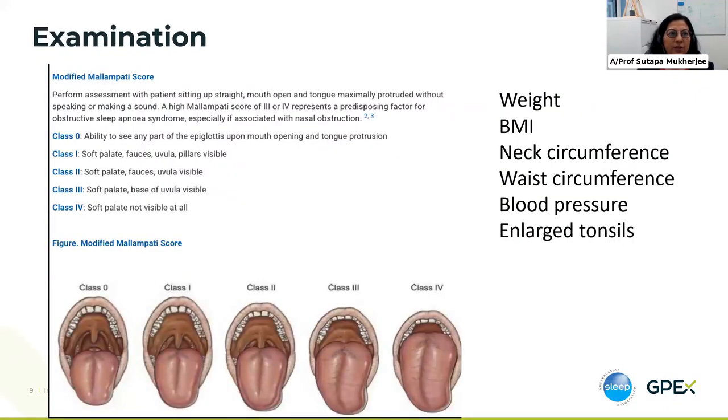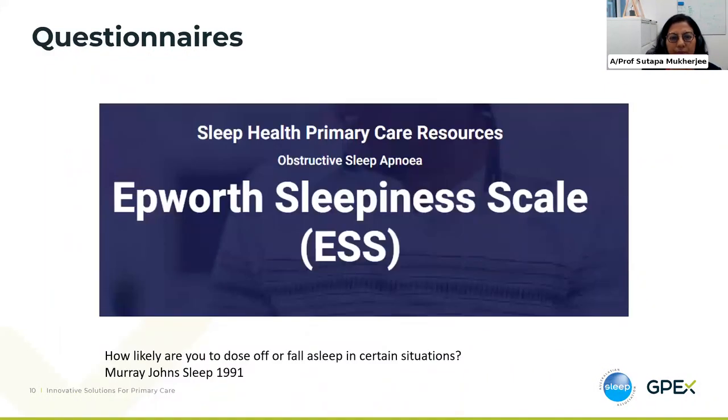What do you find on examination? So many of you would be familiar with the modified Mallampati score, which is a way of looking at oropharyngeal crowding. And you can see that the class 4 here, you can't actually see the uvula at all. And these are the people that are very likely to have sleep apnea when you have a look at the oropharynx. But as part of the examination, you would look at weight, body mass index, neck circumference, waist circumference, blood pressure, and look for tonsils and the size of the tonsils.